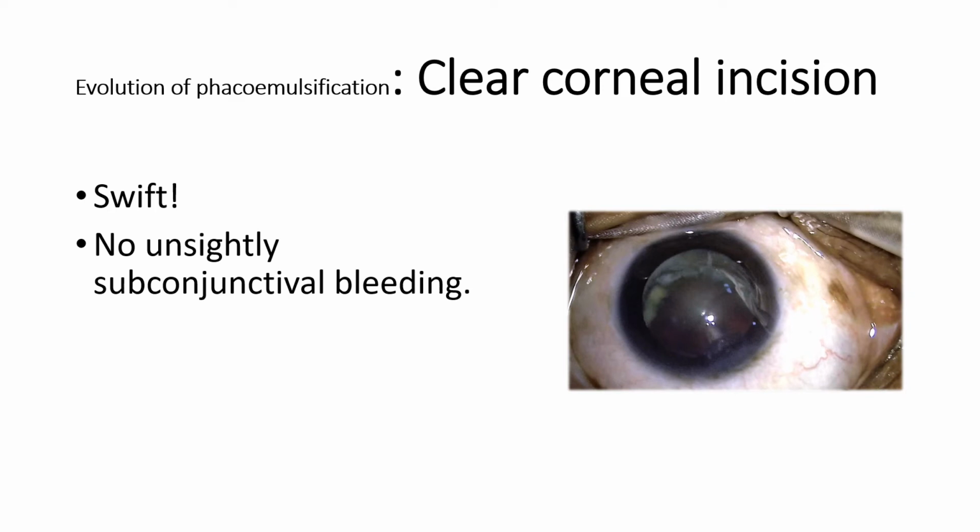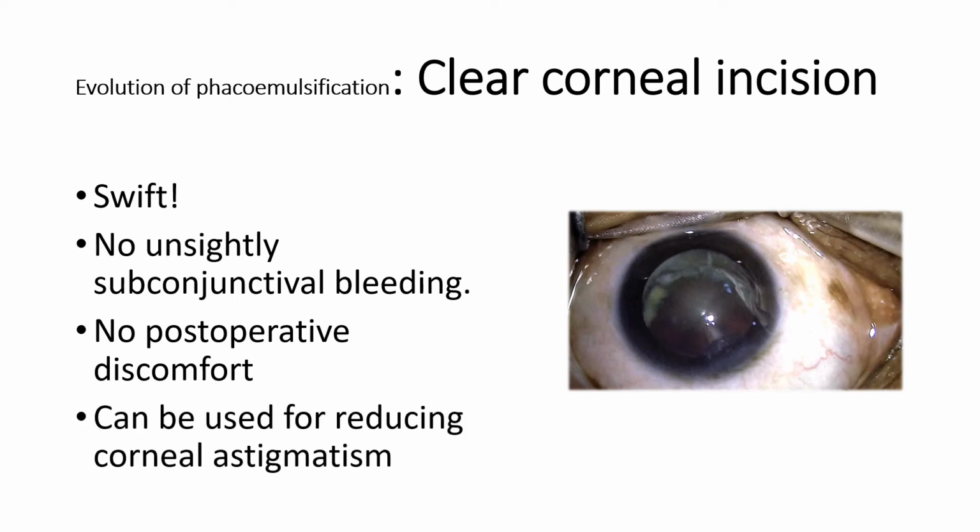It doesn't involve any unsightly conjunctival bleed. We can see that here, because no other instrument is needed and just the blade in the right position does the job. These incisions are self-sealing, there is no conjunctival abnormality or irregularity, so there is no post-operative discomfort or irritation. This can also be used for reducing corneal astigmatism if it is placed in the steep axis.